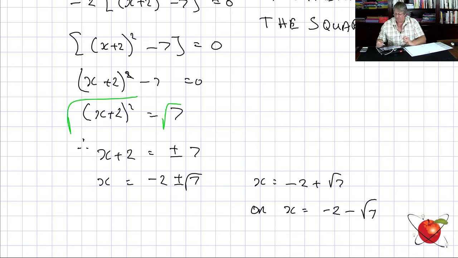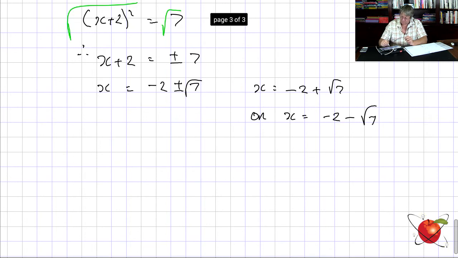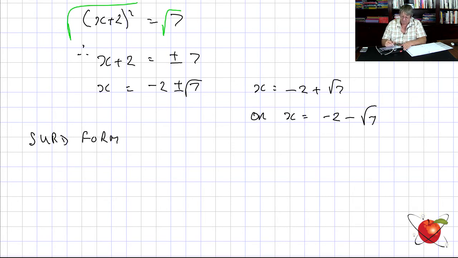Okay? And you'd obviously put that in and press SD on your calculator, because they're going to ask you to either leave it in surd form, surd form is that, or to 2 decimals. In other words, you'd use your calculator and work it out, wouldn't you? Okay? Right. That is how to find the roots of an equation by completing the square, because we've actually found the roots of it.